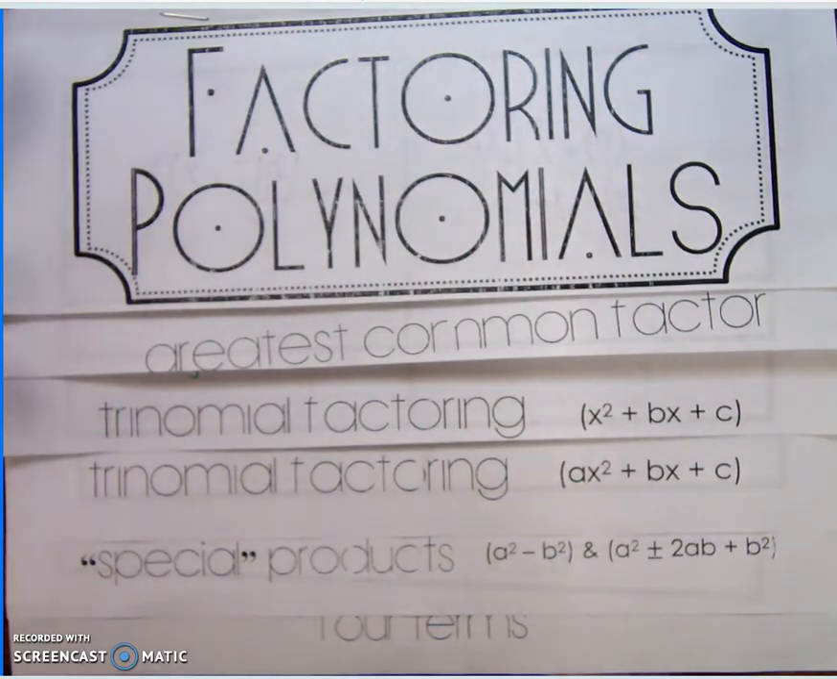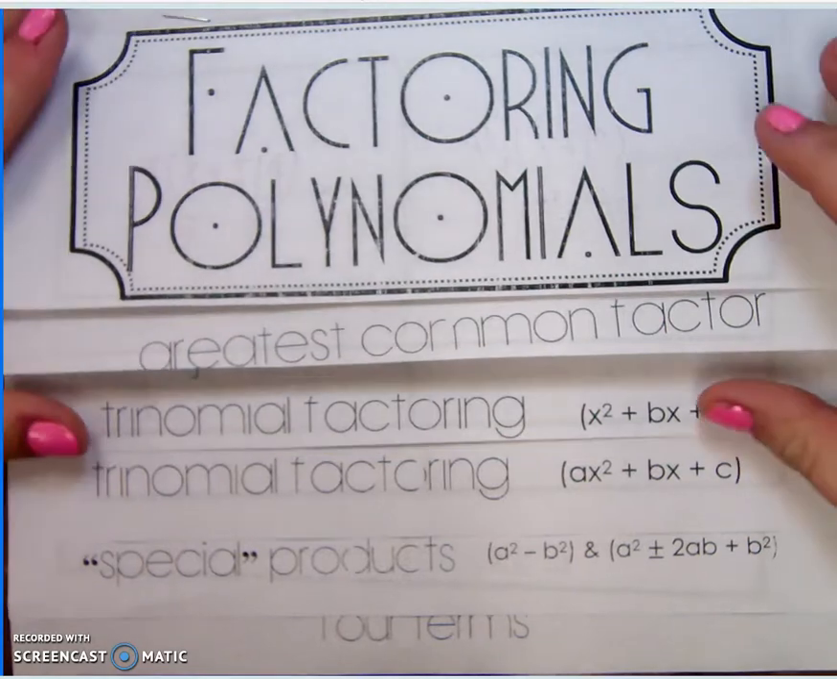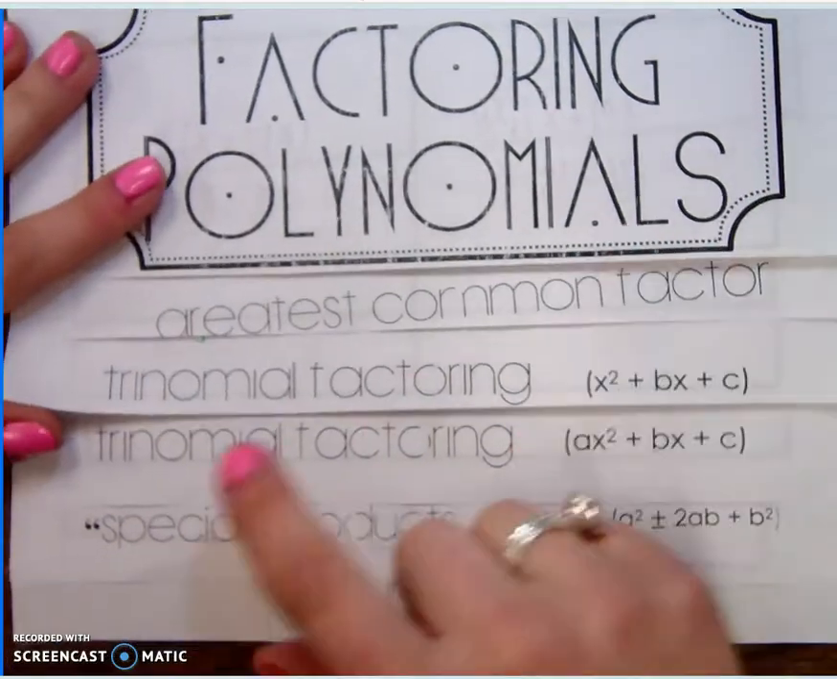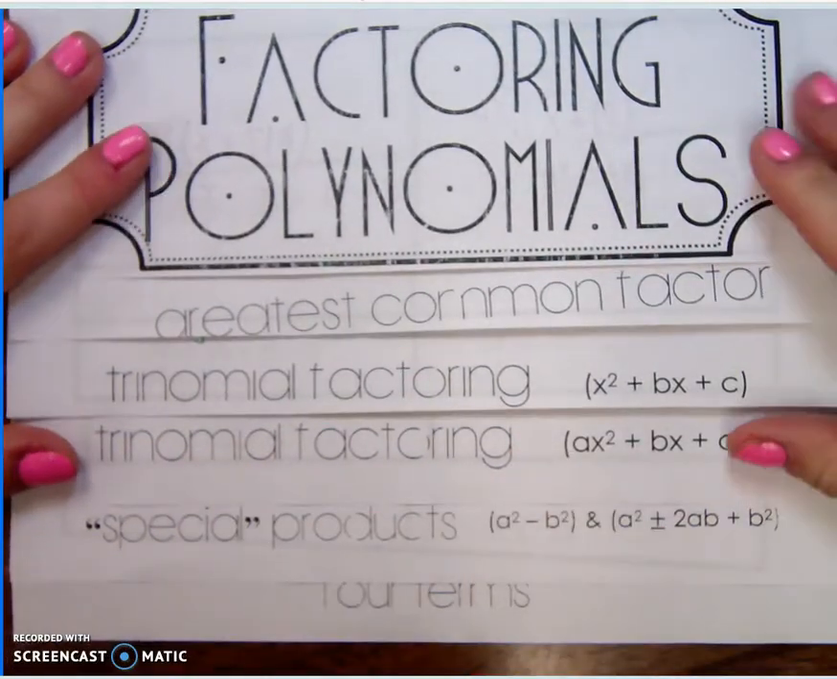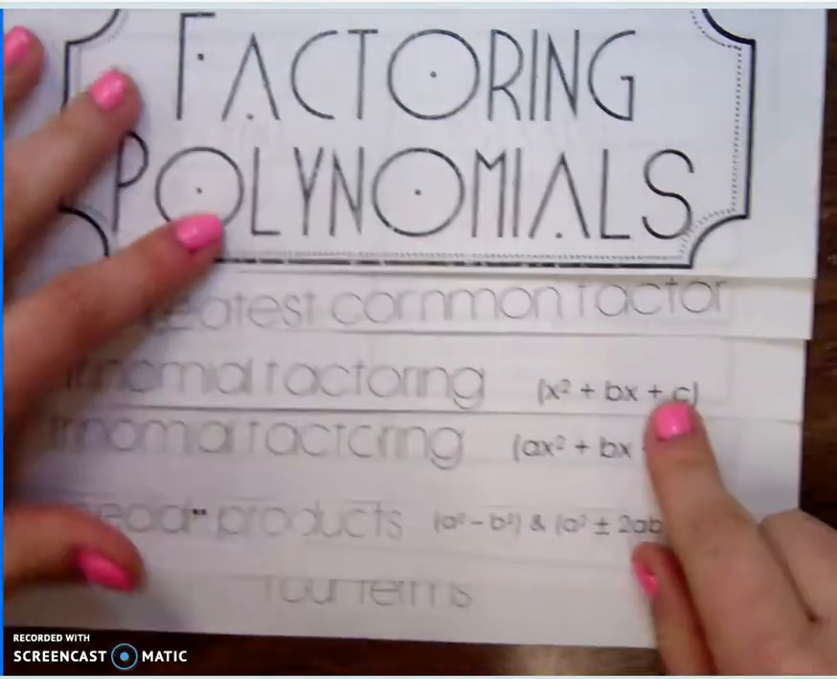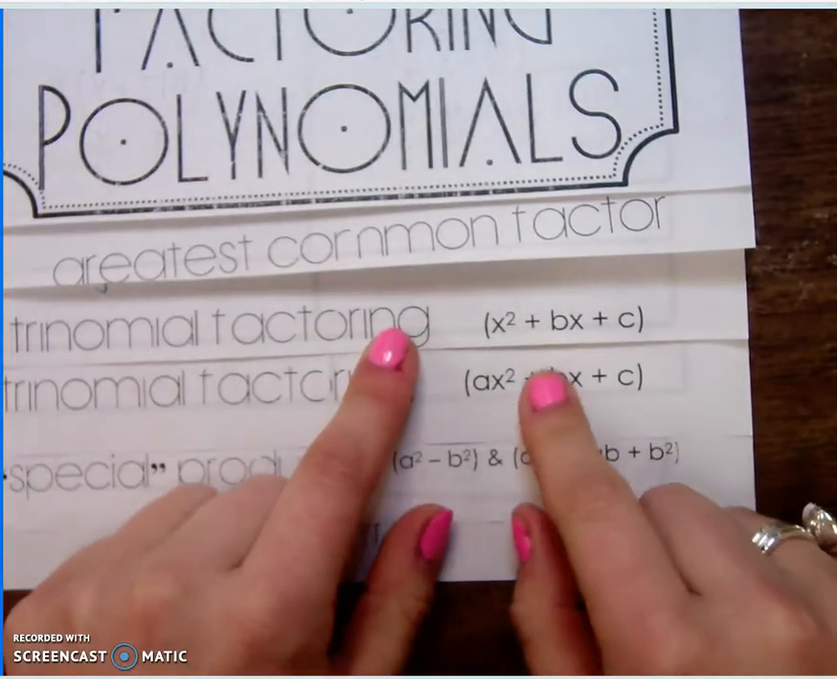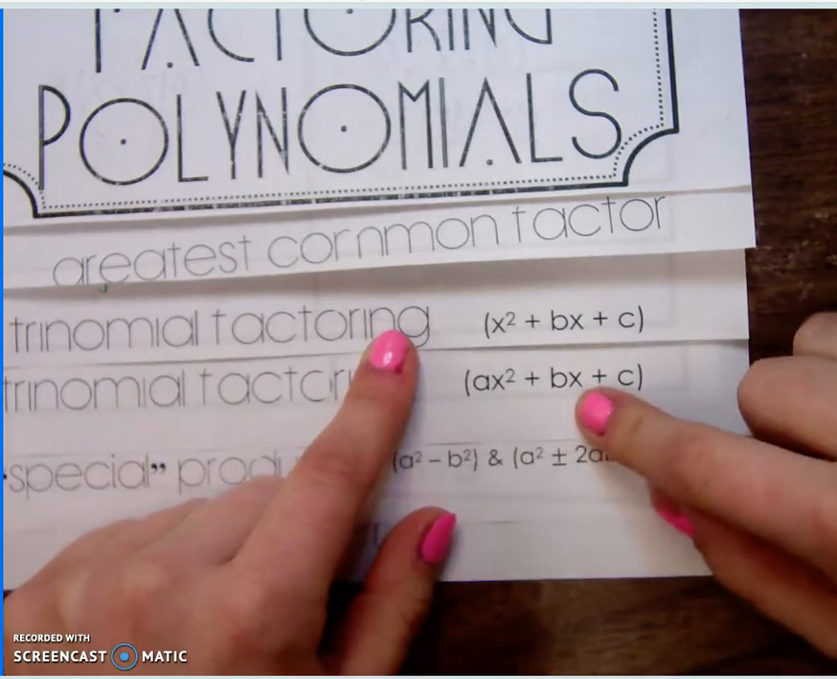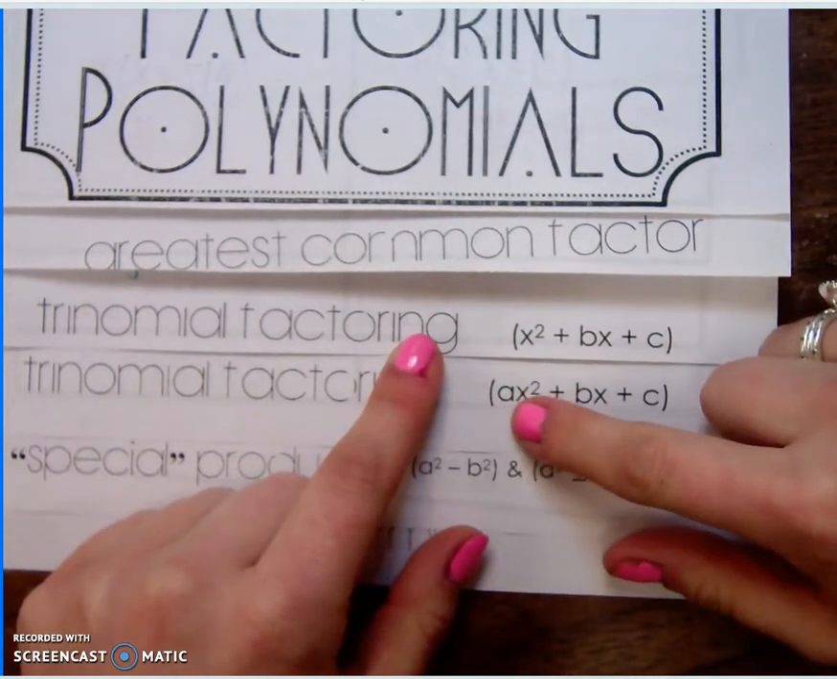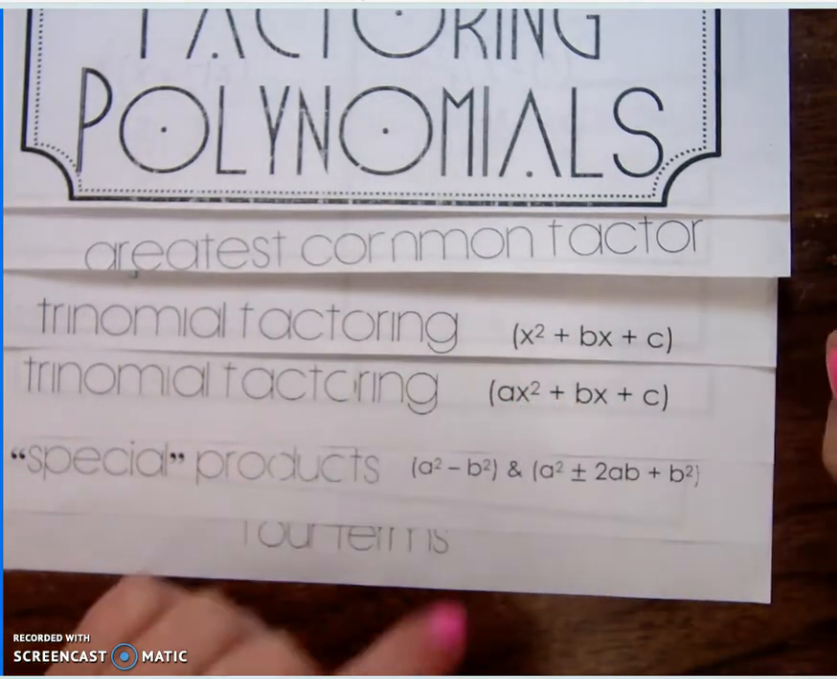Okay guys, today we're continuing our factoring polynomials. Today we're going to just focus on trinomial factoring. You'll see that with your equations here, they're nearly exactly the same. The only difference now is when there's a coefficient in front of that first term.